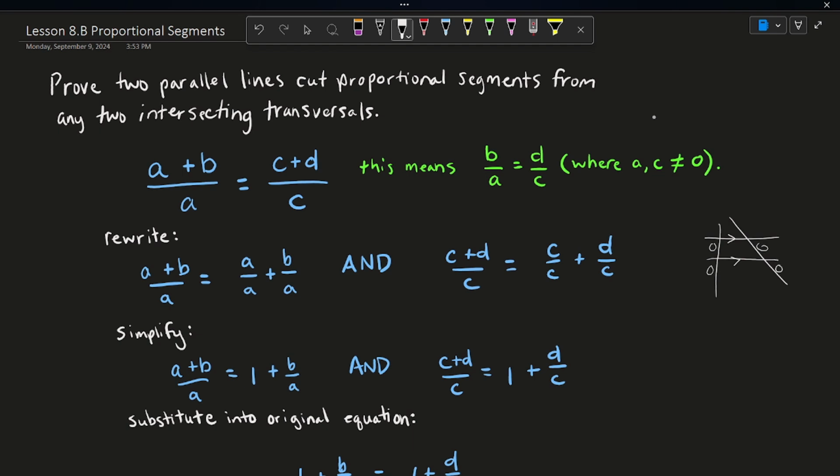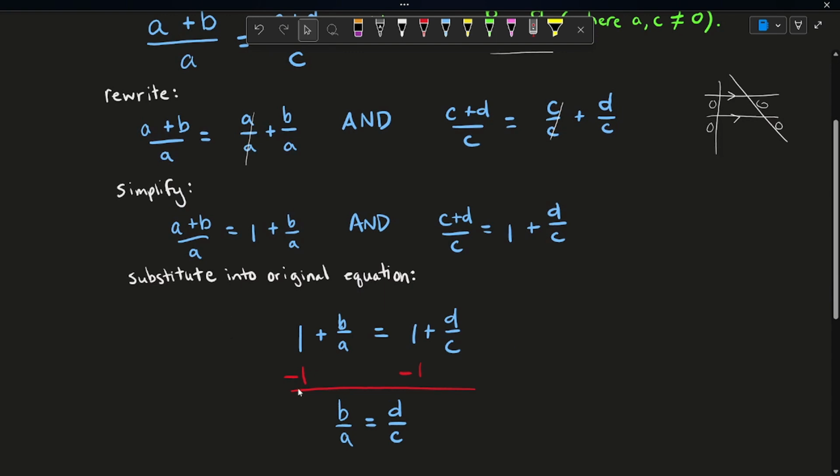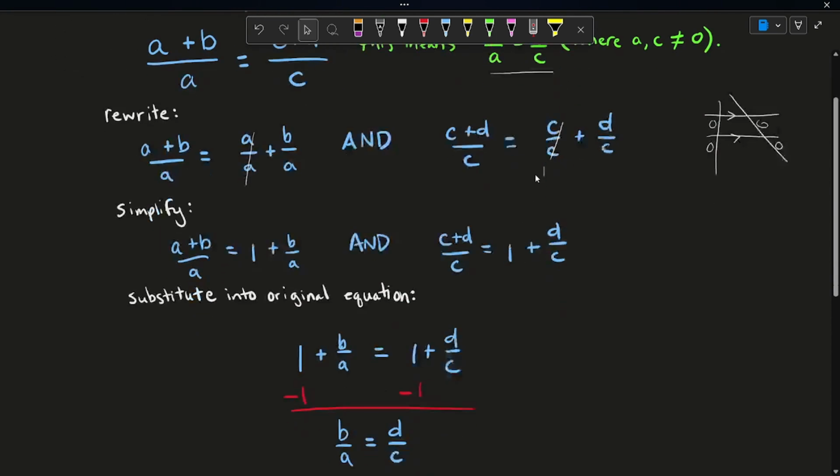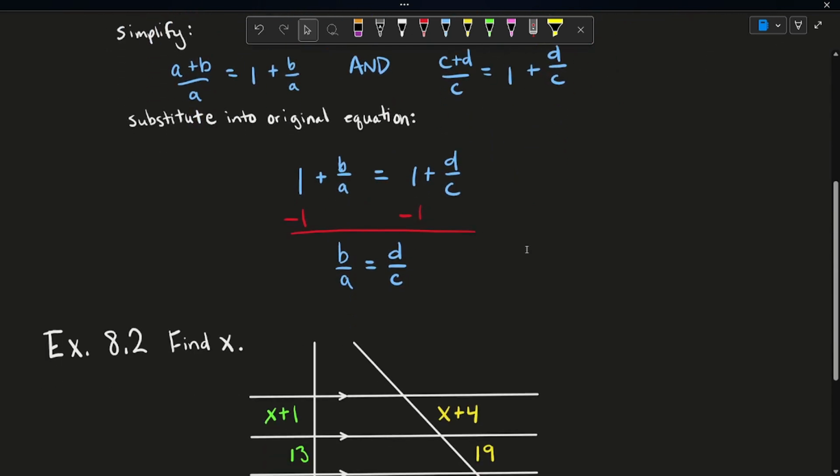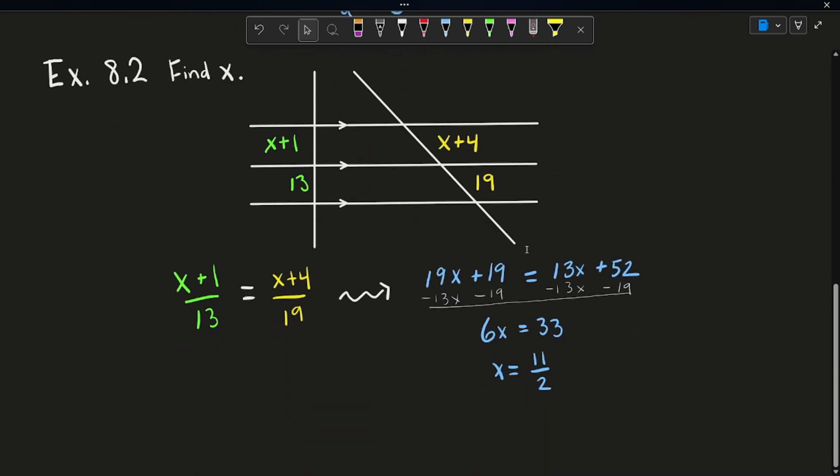In order to get this down to B over A equals D over C, you just factor it out. You have A plus B over A is equal to A over A plus B over A. Ultimately, those are going to go away, become 1s. Subtract 1s from both sides, and you'll end up with B over A is equal to D over C, which is what you're looking for. Easy? Alright, that's the proof of it.